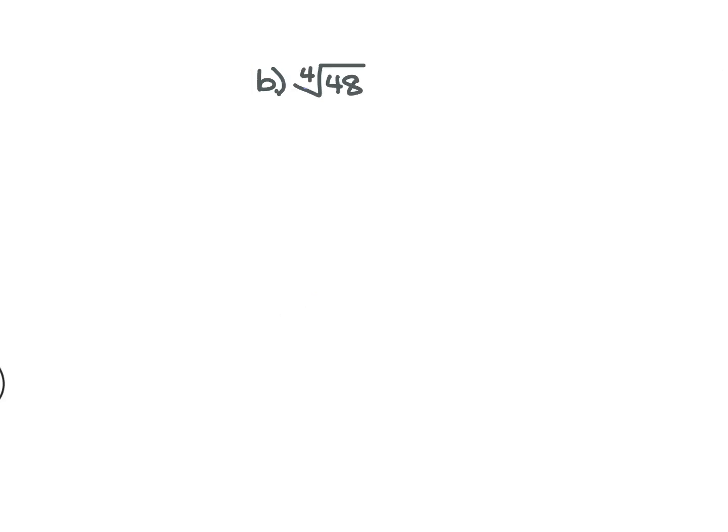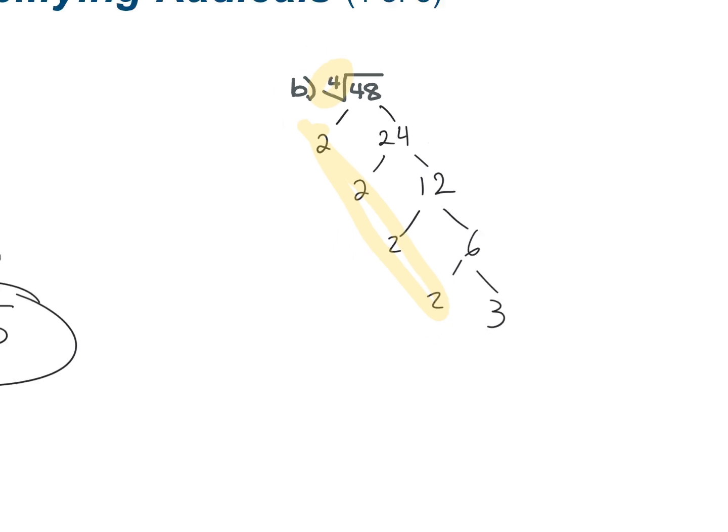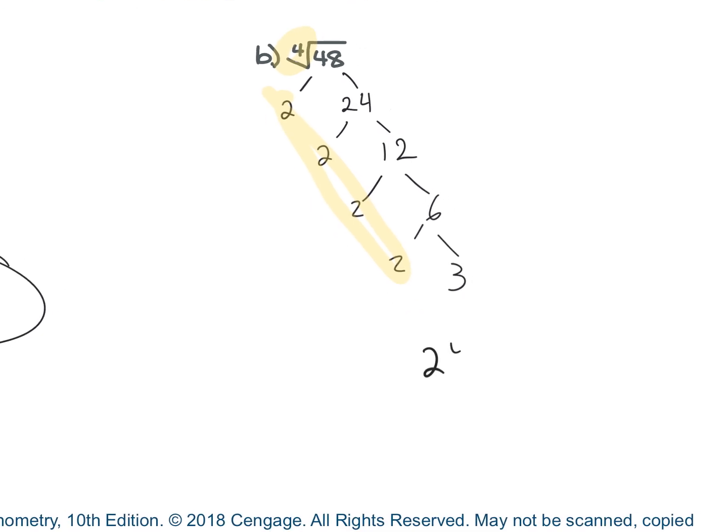So B is the 4th root of 48. Now I'm going to just start by factor tree. So I'm going to get 2 and 24, 2 and 12, 2 and 6, and 2 and 3. Because, again, in this case, the index is 4, I want to make sure I have 4 of the same kind. In this case, again, is 2. So my answer is going to be 2, and then the 4th root of 3, because that is the number that's left over here.